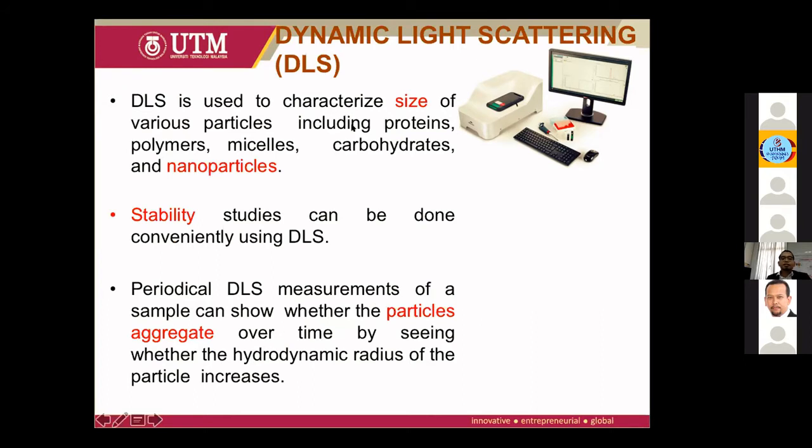So DLS is used to characterize size, and it is very important in determining the size of proteins, micelles, and nanoparticles as well. And as mentioned, based on the decay of your correlation function earlier, you know that the gradient is going to give you the polydispersity. Meaning it is going to give an indication of how good the stability of your particles in the solution is, how long it is going to be stabilized before it sediments down or aggregates. You can refer to that using the DLS.